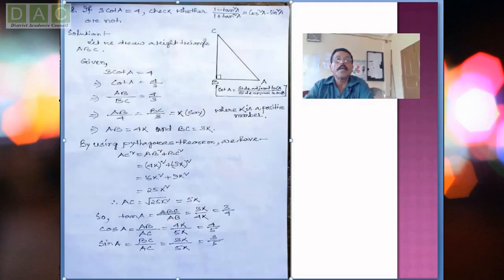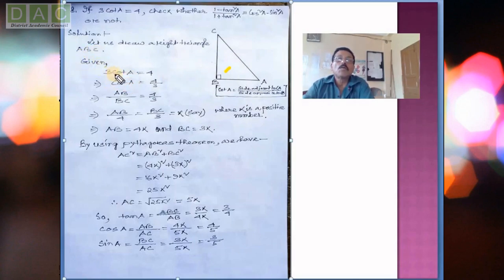Students, see question number 8. If 3 cot A equals 4, check whether (1 minus tan square A) by (1 plus tan square A) equals cos square A minus sin square A or not. Now first of all, draw the same diagram, a right angle triangle. Angle B is 90 degrees and angle A and angle C are acute angles. Now write the solution. Let us draw a right angle triangle ABC.